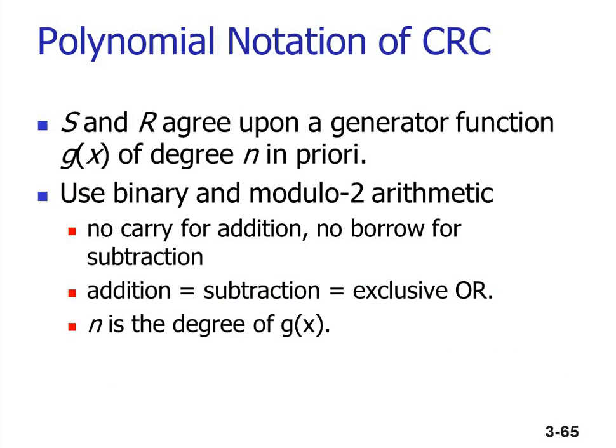polynomial also. Okay, so the polynomial for this one is represented in a format that S and R agree upon, that is, sender and receiver agree upon the generation function. So this generation function is nothing but your divisor in the previous case. This function has to be agreed by both sender and receiver. When this is agreed, then and only then it is carried out. Then modulo 2 operation, again XOR operation, is performed with the help of g of x.